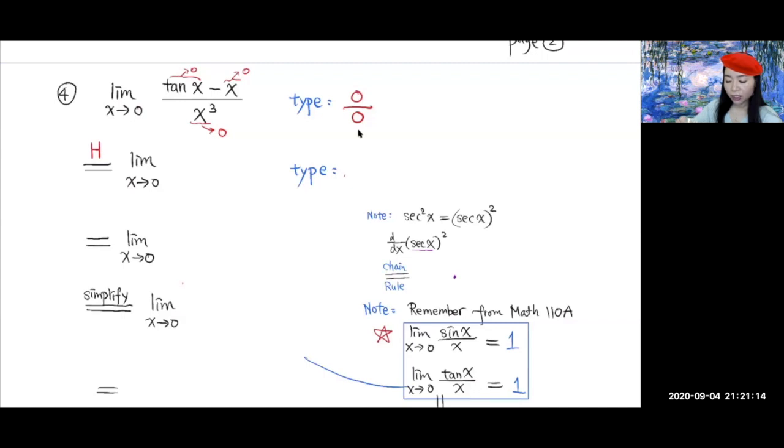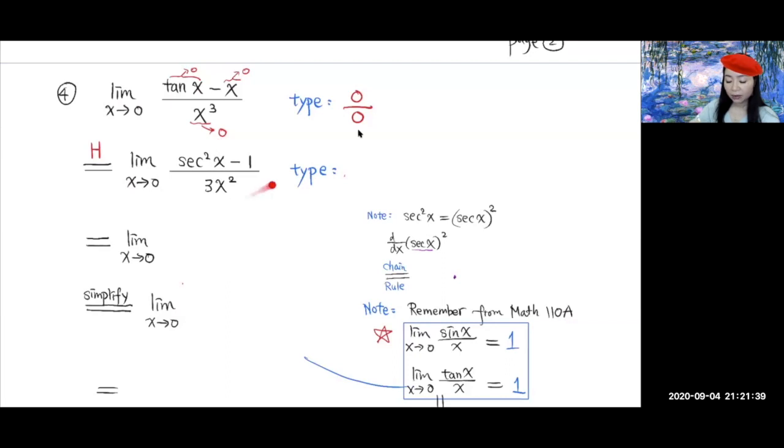We're going to differentiate tangent of x. The derivative of tangent x is secant square x. So we get that is secant square x. The derivative of x is 1. The derivative of x cubed here is 3x squared.